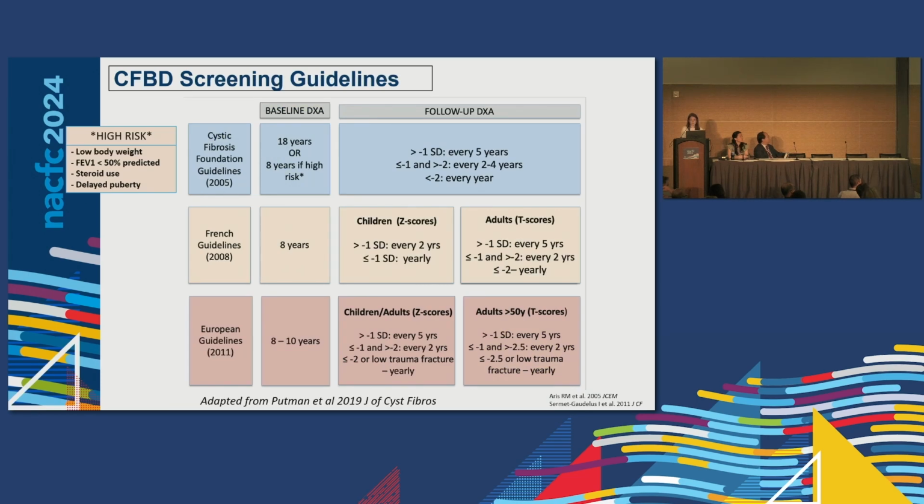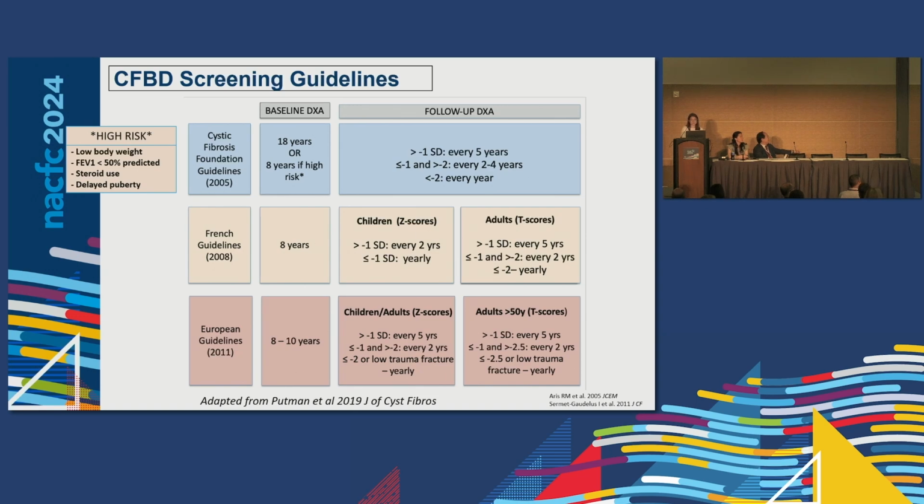So what about screening? When do we screen? There are different screening guidelines available to us. The CF Foundation guidelines were posted in 2005, the French CF Society guidelines in 2008, and the European Society guidelines in 2011. You'll see probably the baseline DEXA difference is the biggest in terms of when you start screening. And part of that might be due to the fact that the CF Foundation Clinical Care Guidelines were published prior to the updated International Society of Clinical Densitometry guidelines in 2007 and then 2013, when we had more normative data for DEXA outcomes in younger individuals.